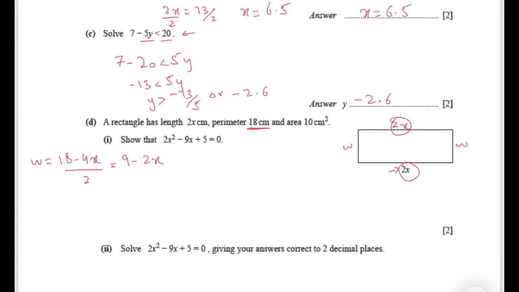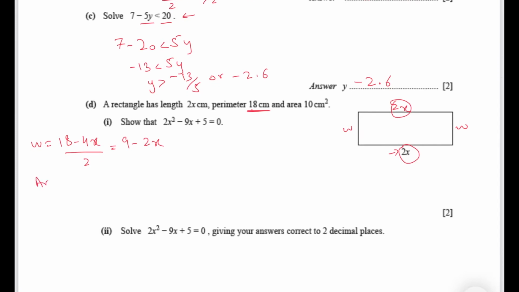When you have 9 minus 2x and the area is given to you, which is 10 centimeters square, if you multiply the length, which is 2x, times 9 minus 2x, which is the width, this should be equal to 10. So let's do this part over here. 2x gets multiplied by 9, you get 18x. Then 2x gets multiplied by negative 2x, you get negative 4x squared. This is equal to 10.